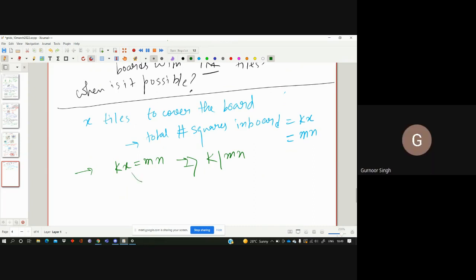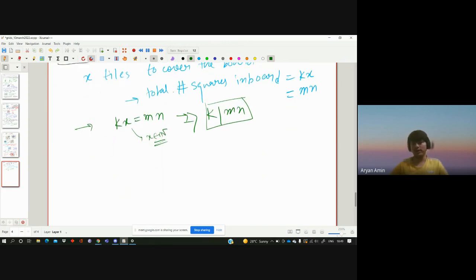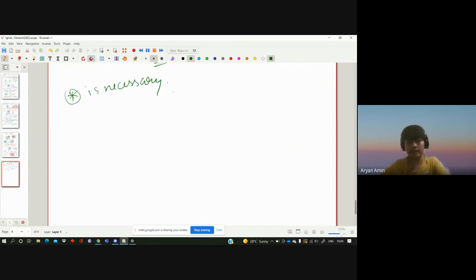Yes. So k is any factor of m or n. So we all know that this is a necessary condition, right? Is it sufficient? Okay, so suppose we call this condition star. So star is necessary. Is star sufficient? I'll just write out sufficient.